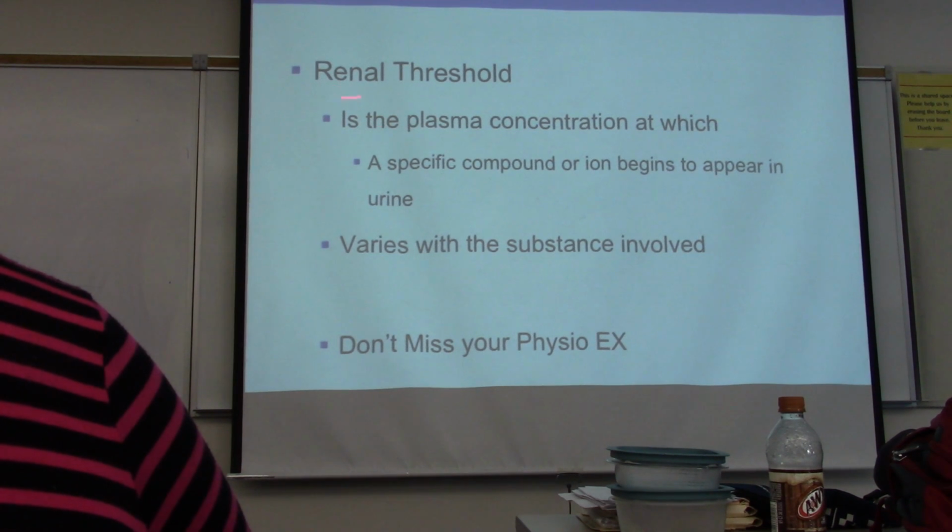The renal threshold is basically the plasma concentration at which a specific compound or ion starts to be passed on out in the urine. We want to suck it all back in, all right? We want to pick it up with carriers and bring it back into our body, keep it in the cells of the tubule, not lose it. But there's a certain point where we can't.